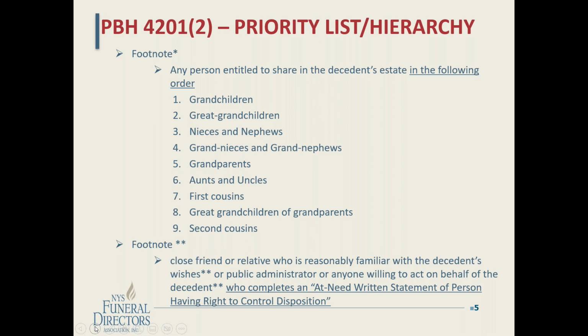The other double footnote, or the double asterisk, relates to both number 9, which was close friend or relative, and number 10, the public administrator. If you are that close friend or the public administrator, the other condition is that you will not be entitled to serve as the person in control of disposition unless you complete the at-need written statement of a person having the right to control disposition. That is different than the appointment of agent form, which I am going to go over shortly. But the at-need written statement, which I'm sure you're all familiar with, those last 2 categories, that person absolutely positively has to sign that form in order to move forward where they can.